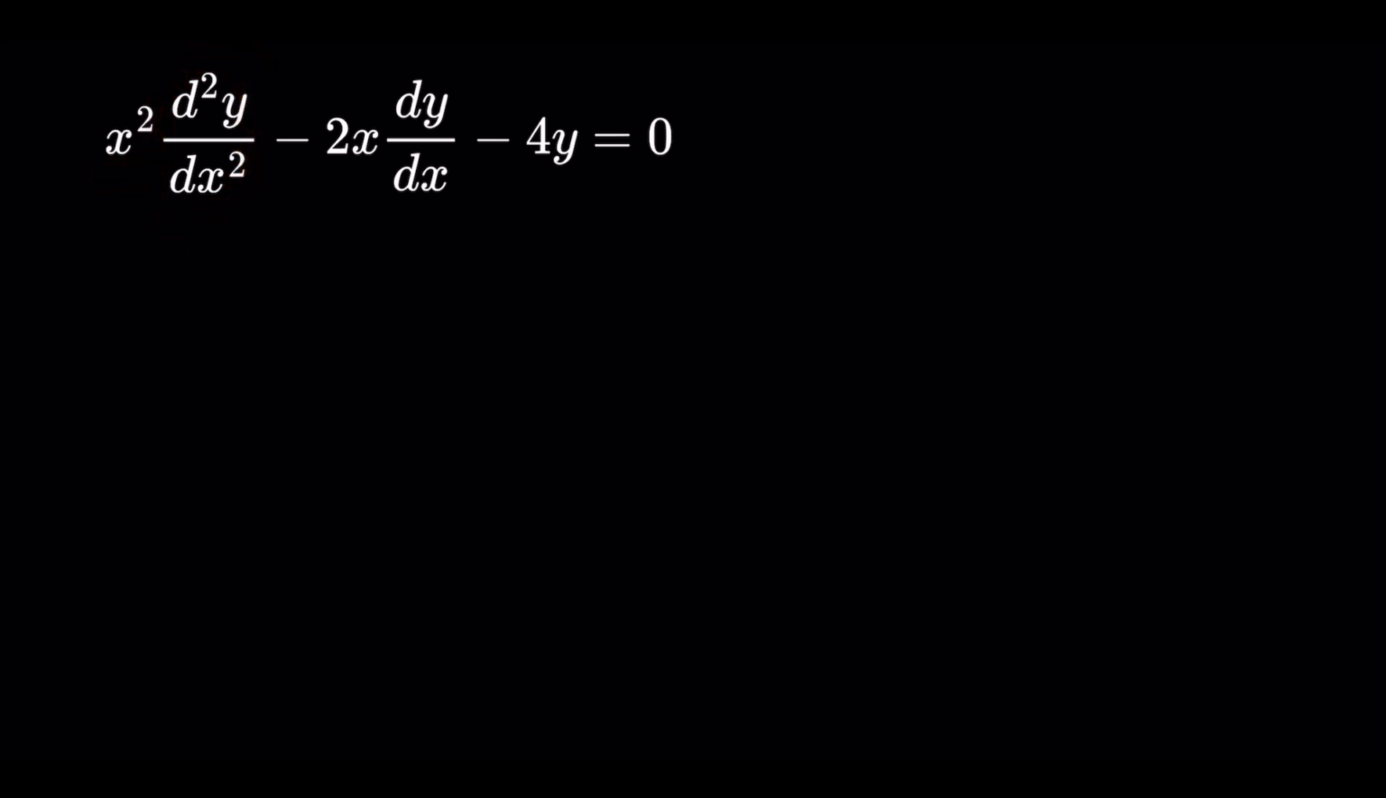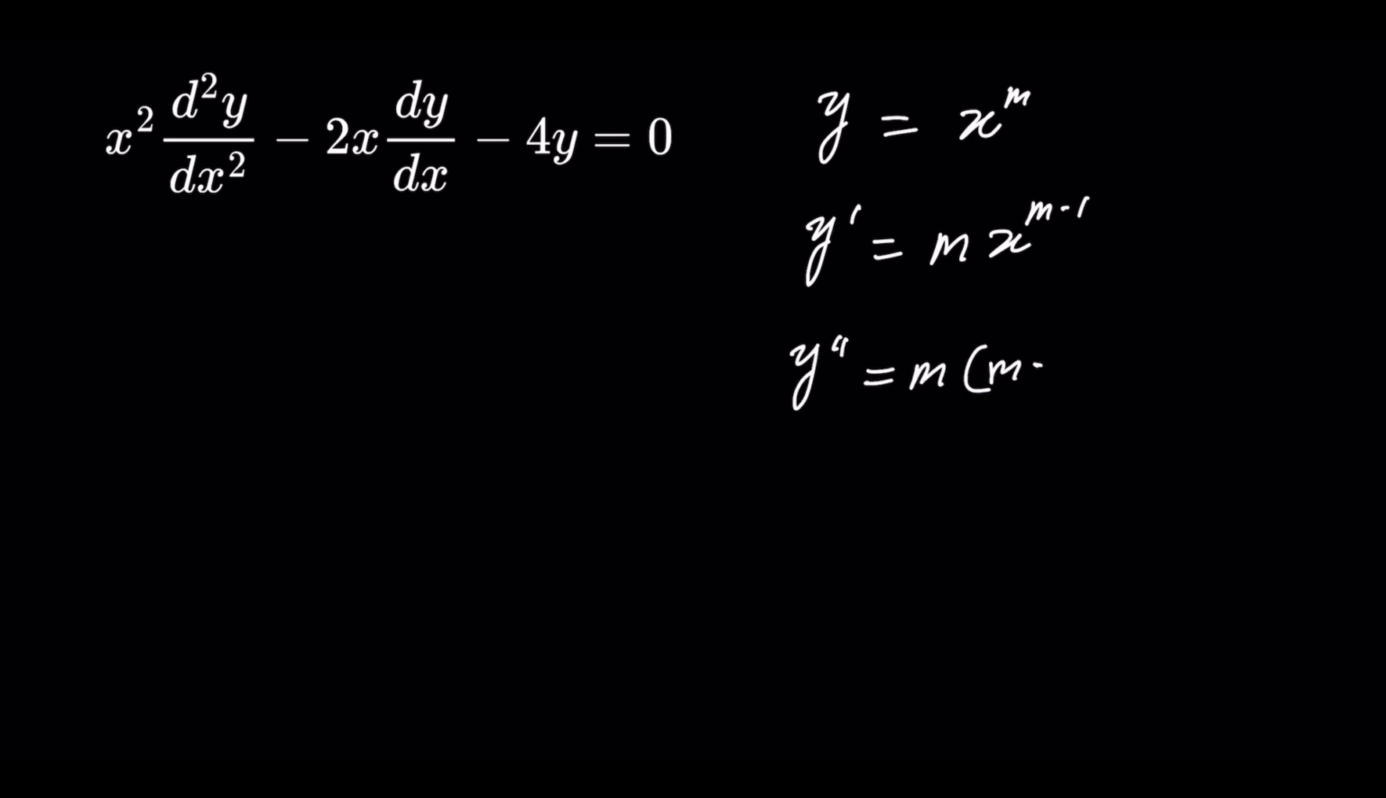Hence, we know that the solution of the Cauchy-Euler equation is y is equal to x power m. To find the values of y prime and y double prime, we'll be taking its first and second derivatives and substitute them here. Now let's substitute these values here and here.